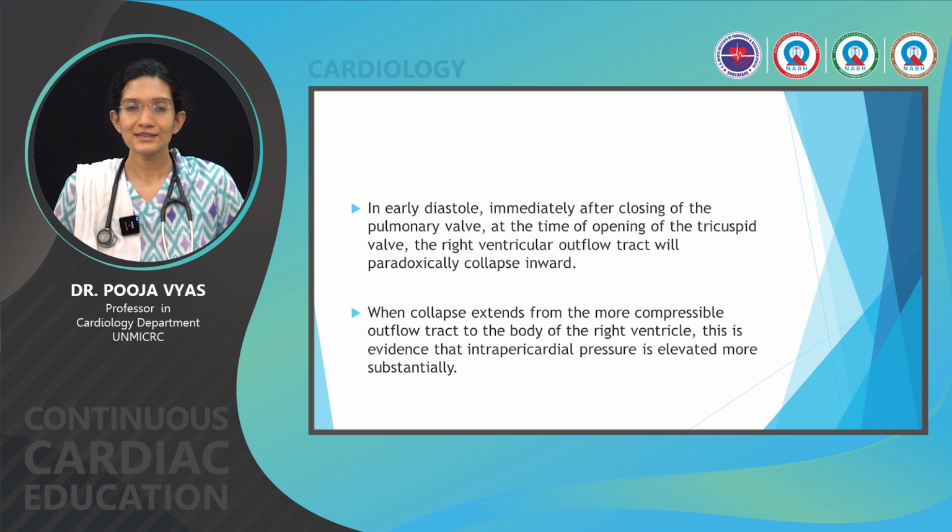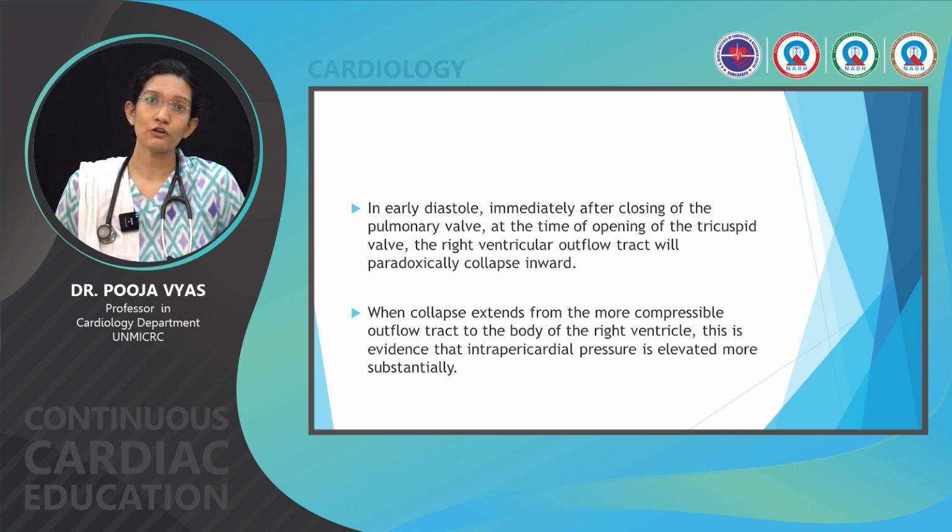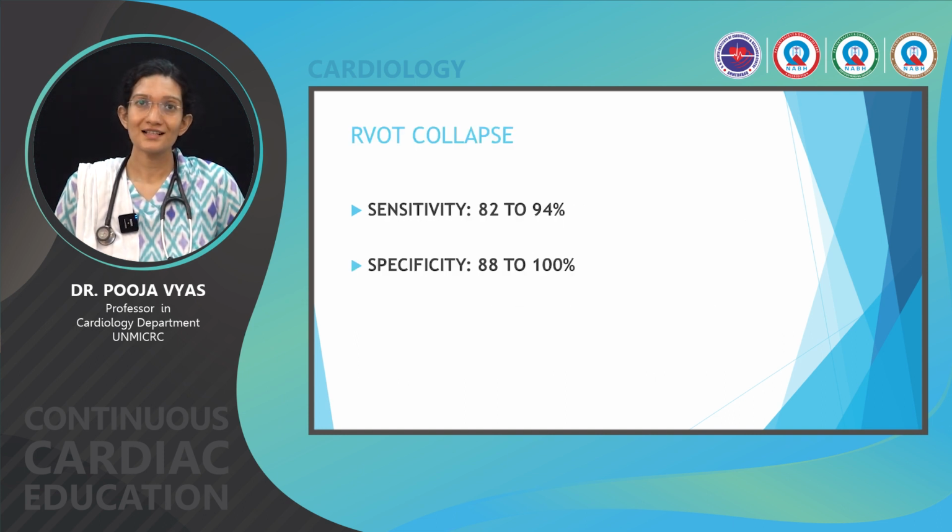So in diastole, immediately after closing of the pulmonary valve, at the time of the opening of the tricuspid valve, the right ventricular outflow tract will paradoxically collapse inward, and when the collapse extends from the more compressible outflow tract to the body of the right ventricle, it suggests that intrapericardial pressure is elevated even more. The sensitivity of this test, RVOT collapse, is 82 to 94%, but the specificity is more, around 88 to 100%.